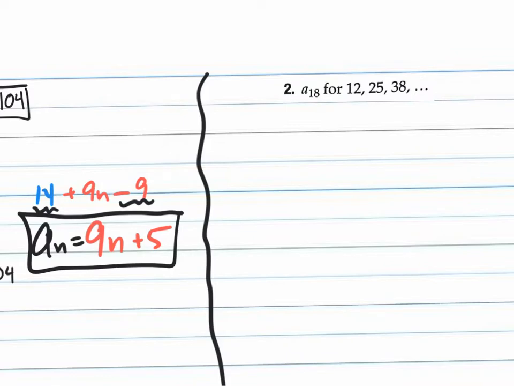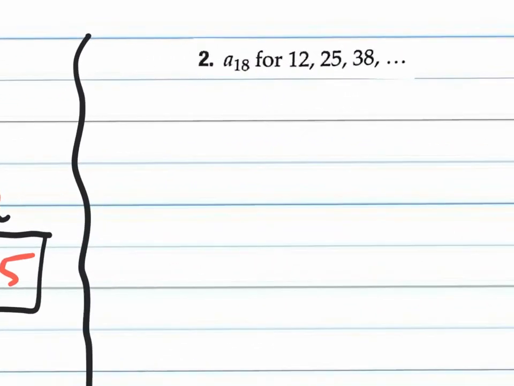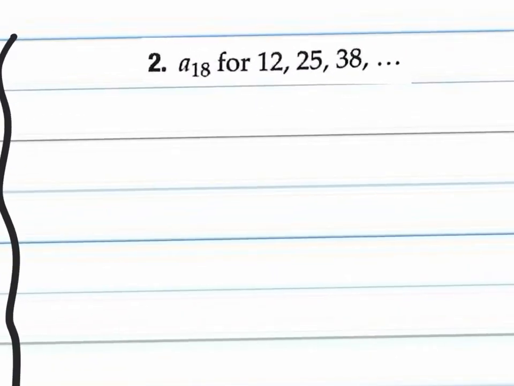Wait, that's probably too much information. I'm sorry. Okay, example 2. Hopefully you took a break. Example 2, they want us to find the a sub 18th term. That means the 18th term for 12, 25, 38, and so on, all the way to 18. Right? So your a sub 1 term is 12, your a sub 2 term is 25, a sub 3 is 38, and they go a sub 4, a sub 5, a sub 6, all the way to a sub 18.